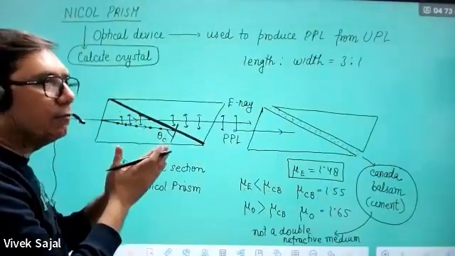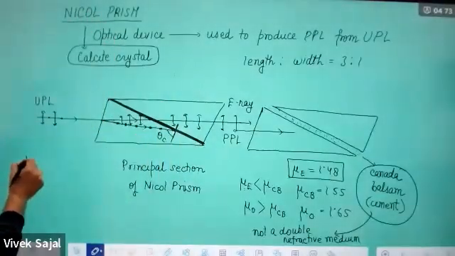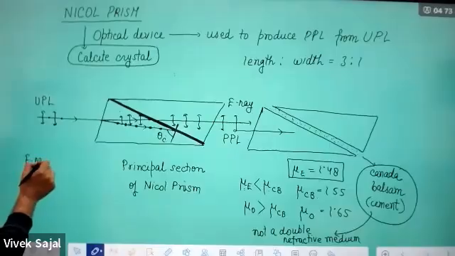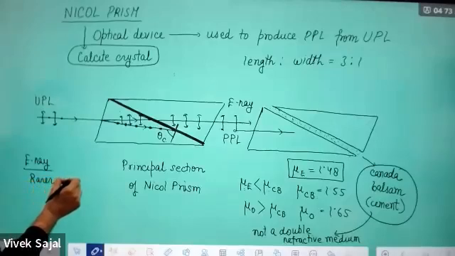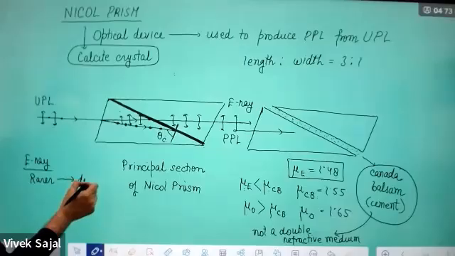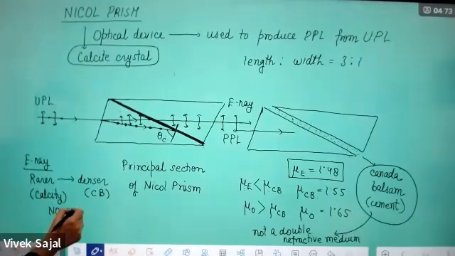For the E ray, the light is traveling from rarer medium to denser medium. Who is the denser medium? Canada balsam. Who is the rarer medium? That is calcite. So there is no possibility of TIR. No TIR takes place.